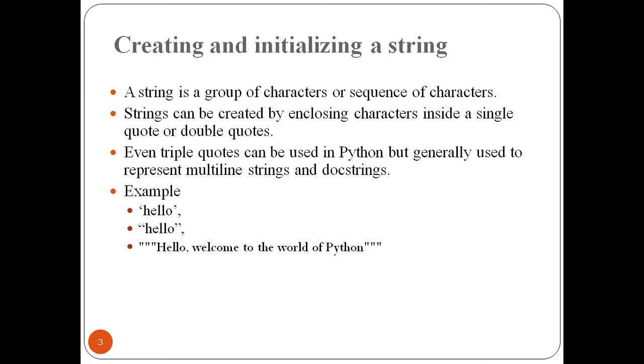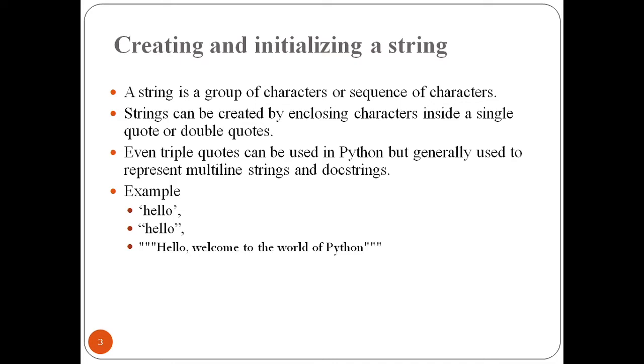A string can be created in three different ways in Python. Those three ways are using single quotes, using double quotes, and using triple quotes. You can see all three variations in this slide. Here is a group of characters, hello, enclosed in single quotes. A group of characters, hello, enclosed in double quotes. A group of characters, hello, welcome to world of Python, enclosed in triple quotes. So these are the three different ways to create a string.